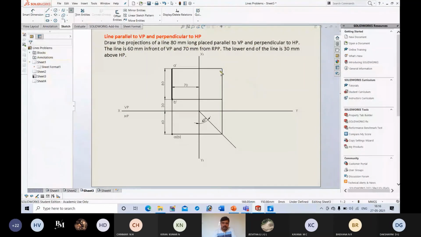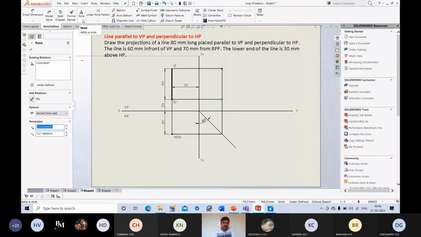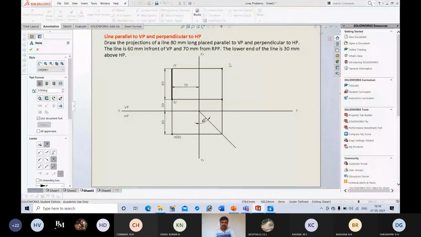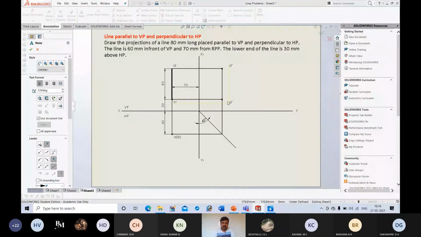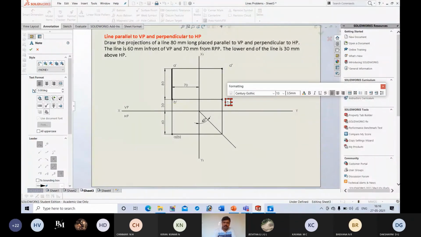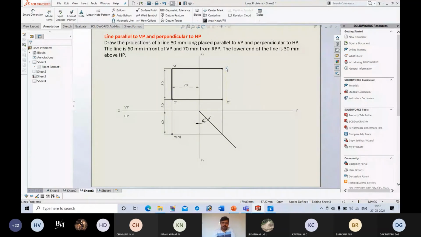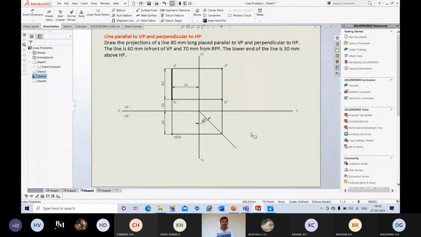So this is point A inside, point B inside. I will name them A double dash and B double dash. So this is A double dash and this is B double dash. Then I should increase the thickness of this line.